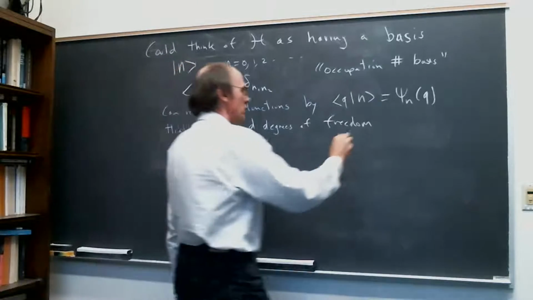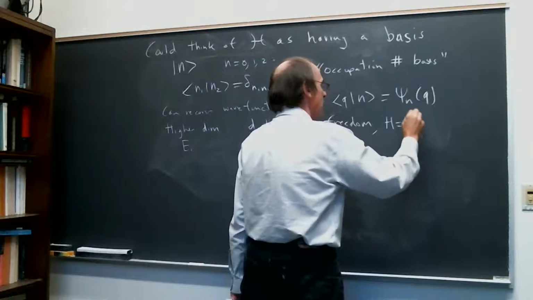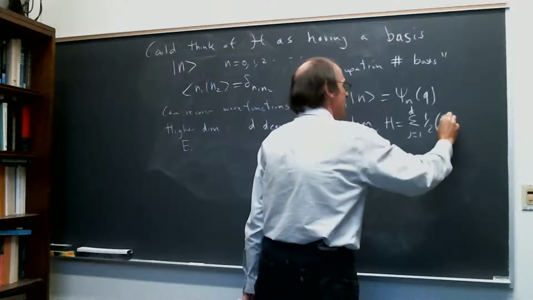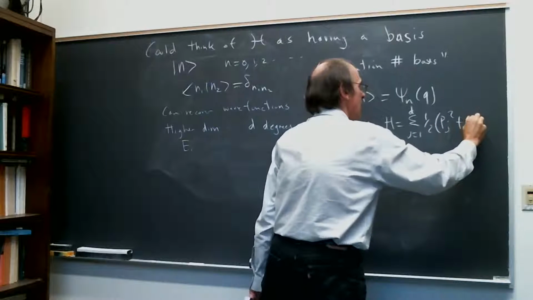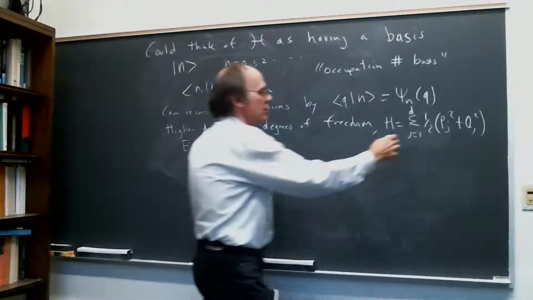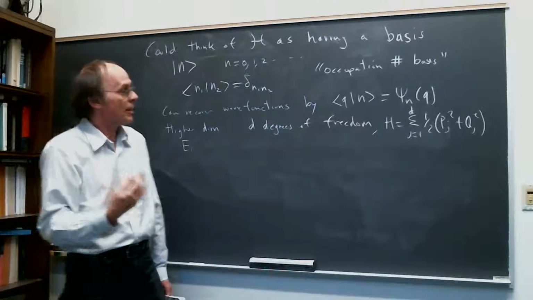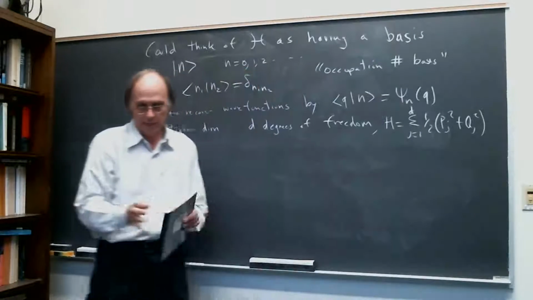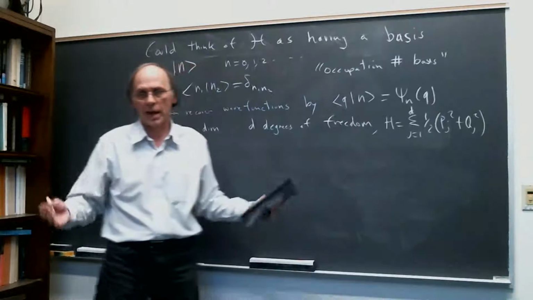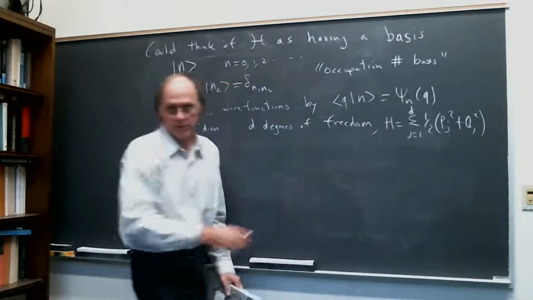Well, then H is just the sum from j equals 1 to d of 1/2 (pj squared plus qj squared). It just breaks up into a sum, so these things behave independently. Physically you can think of these as quantized oscillators, and there's no interaction. They all behave independently. It just behaves like a collection of d different ones of these things.